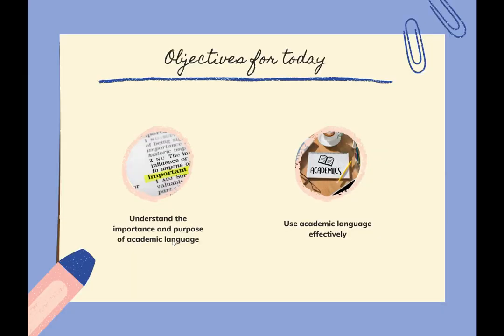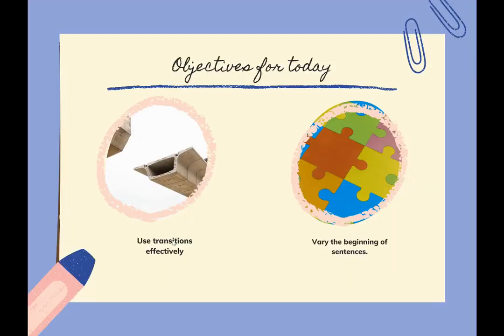All right, we have a couple of different objectives for today. The first thing that we're going to work on is understanding the importance and purpose of academic language and how we can use academic language. And then after we've put that in our summary, we are going to make sure that we use transitions effectively, and we are going to vary our sentence beginnings.